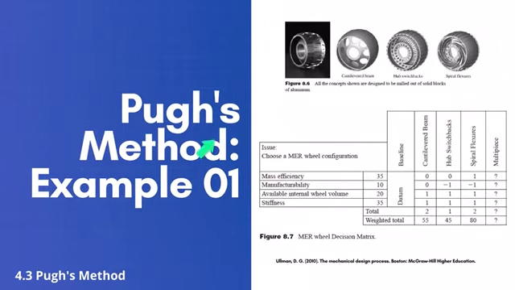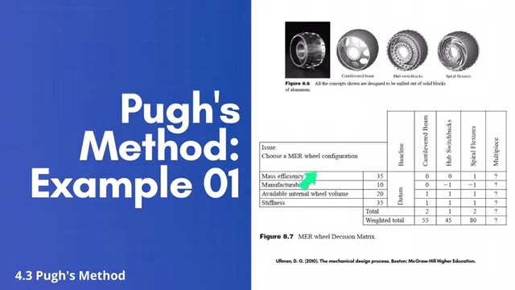This is the example of Park method, where the example is a MER wheel decision metric. So as you can see here, this is the issue or the title of this table, which is to choose a MER wheel configuration. Then we have the alternatives, where we have the baseline and the design concepts that we want to compare to the baseline.